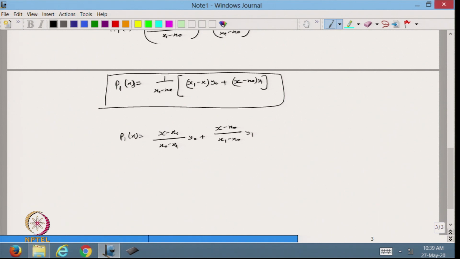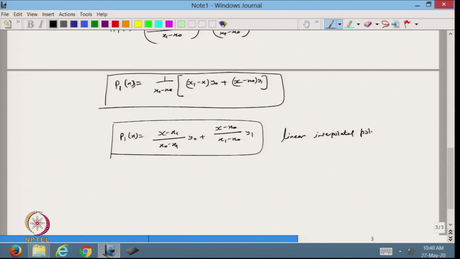Similarly, I am putting the coefficient of y1. So, leaving the coefficient of y1 and taking the other one, it will be x minus x0 divided by x1 minus x0. So, that is the expression for the Lagrange linear interpolating polynomial.